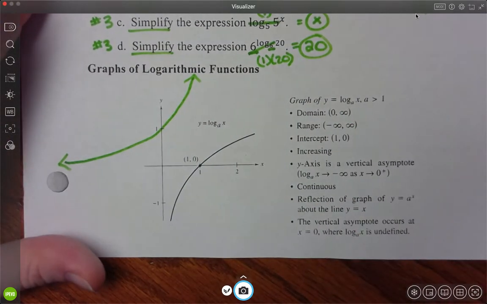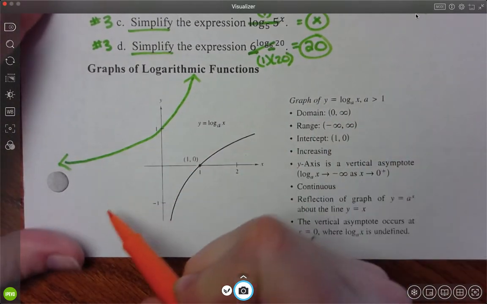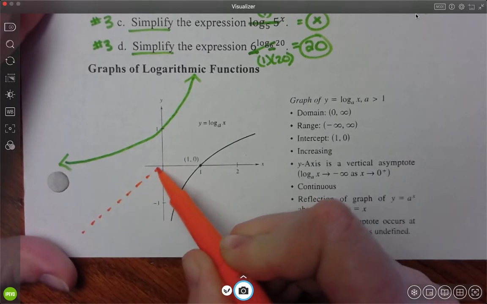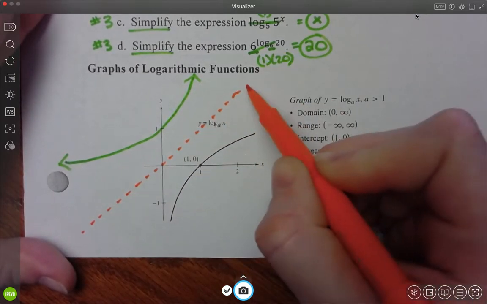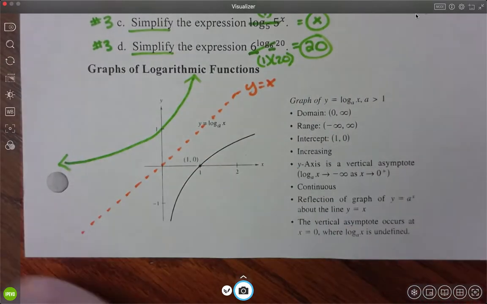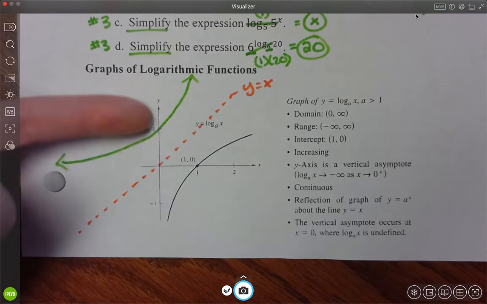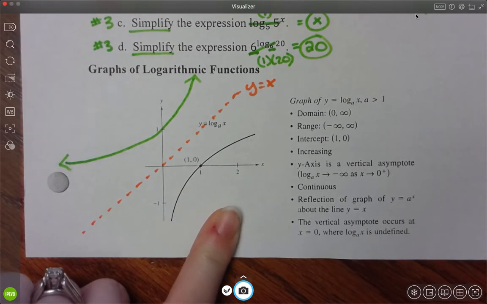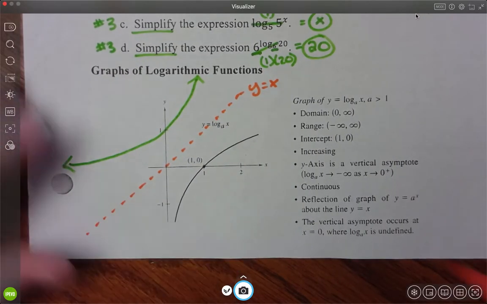Okay, now because they are inverses of each other, if you remember that property of inverses, they are flipped across the line y equals x. So if this exponential function lives here, the log function of that is going to be the equivalent, but flipped across the line y equals x.